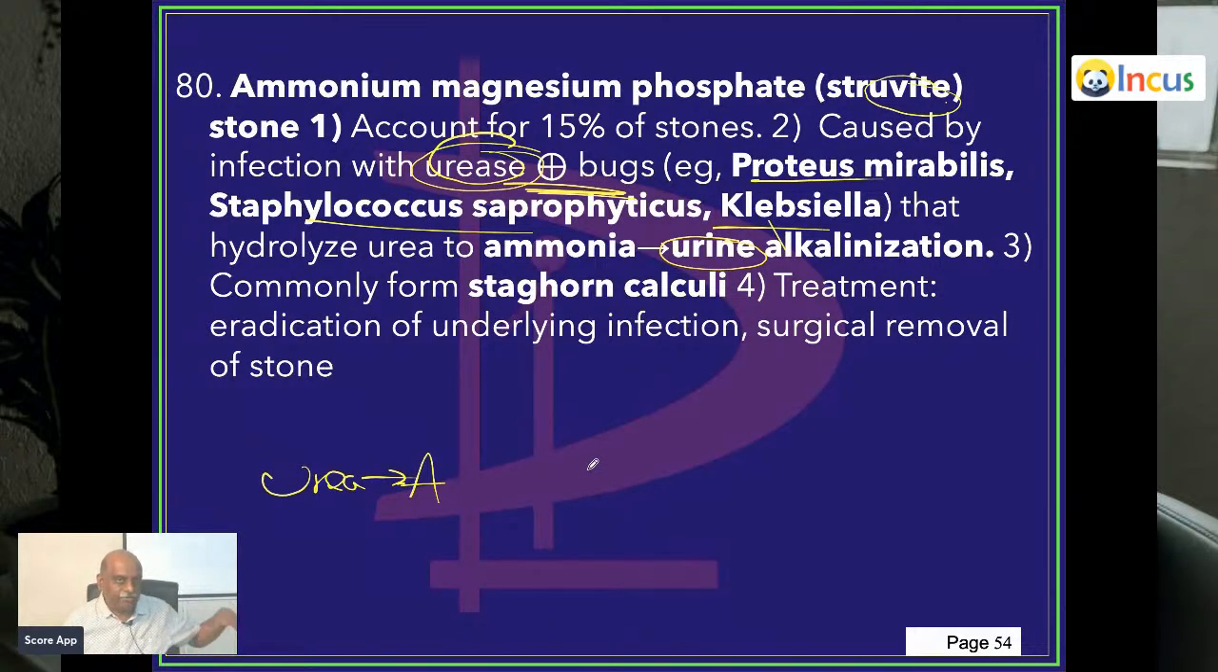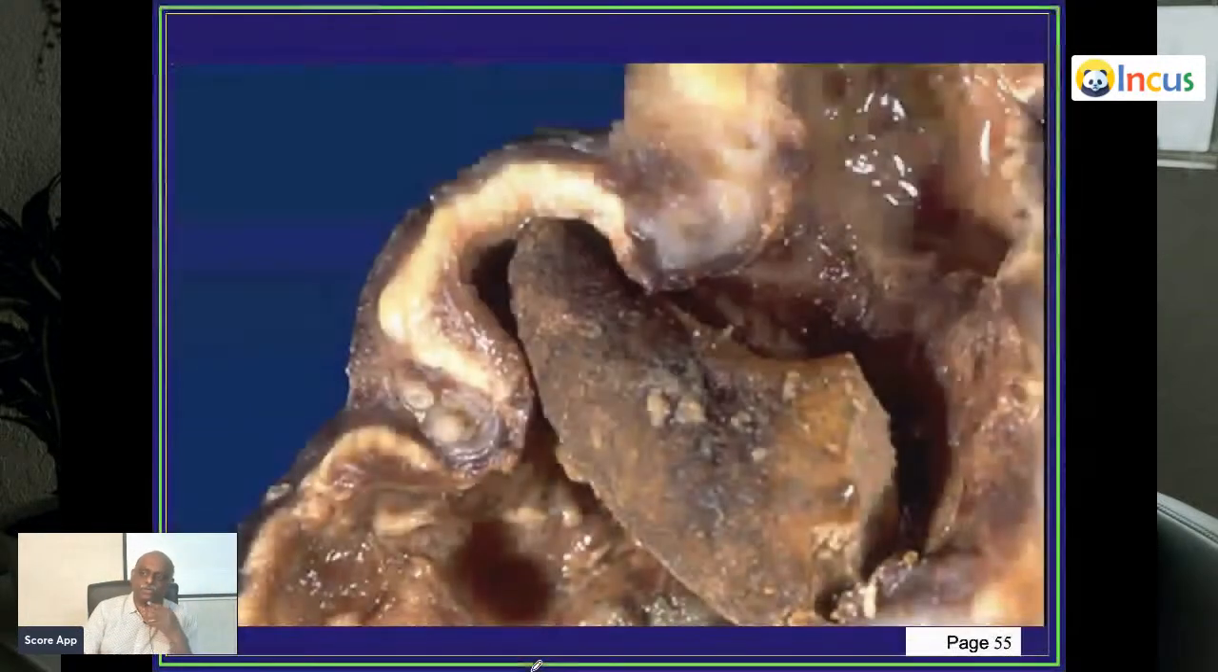So you know staghorn, no? Staghorn calculi. And how do you treat? Eradicate the Proteus infection. So Proteus mirabilis, Staphylococcus saprophyticus, Klebsiella, the three infections leading to UTI, where they produce urease and lead to alkaline urine, precipitate staghorn calculi. And staghorn are very big. They will make your kidney gone. So surgically you need to remove the stone.